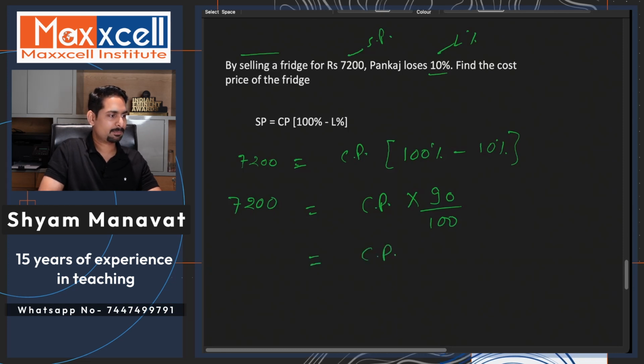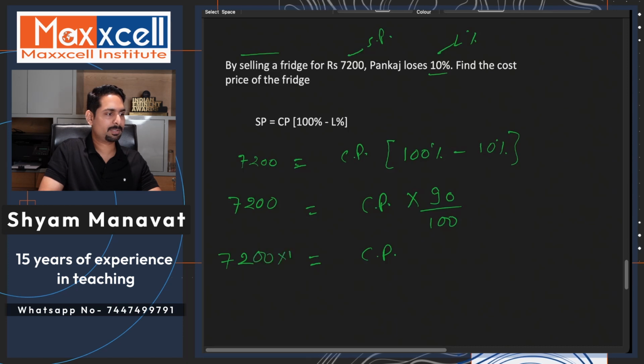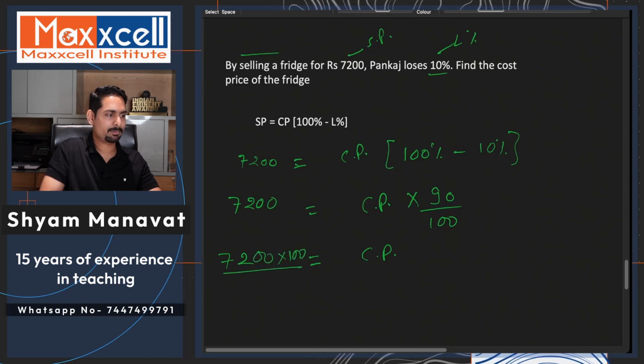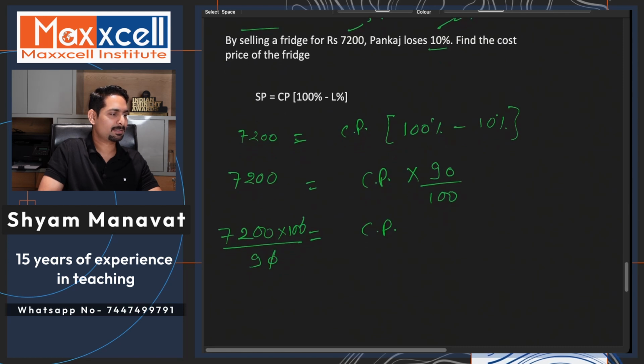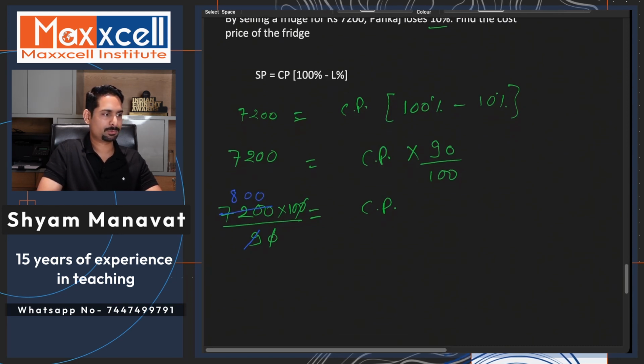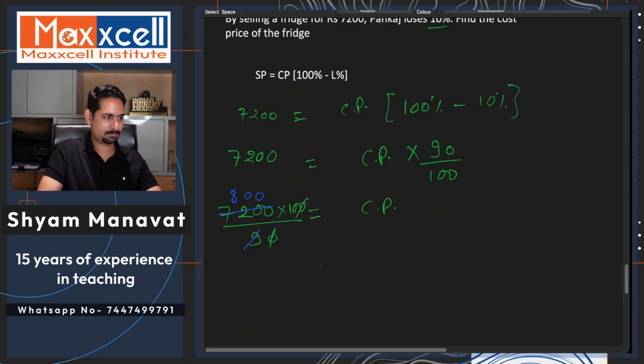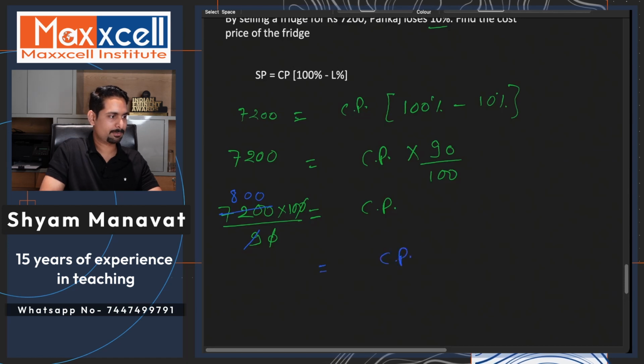Cross multiply. Numerator will become denominator. Denominator will become numerator. Right? 0 0 cancel. 9 8s are? Yes. 9 8s are 72. 2 zeros as it is. Right? 2 zeros with 1 0 from here. You got the cost price to be 8,000.